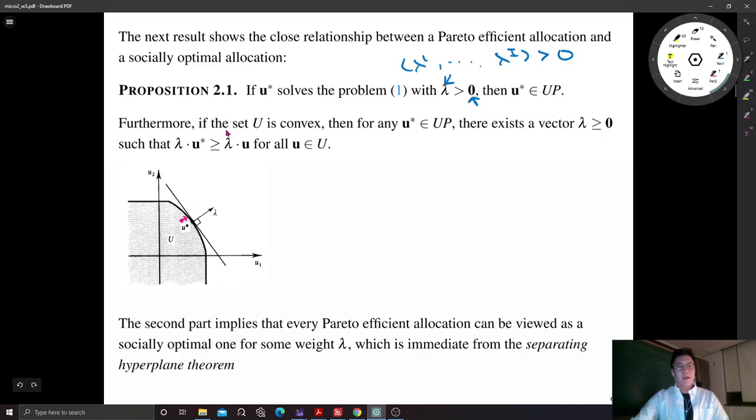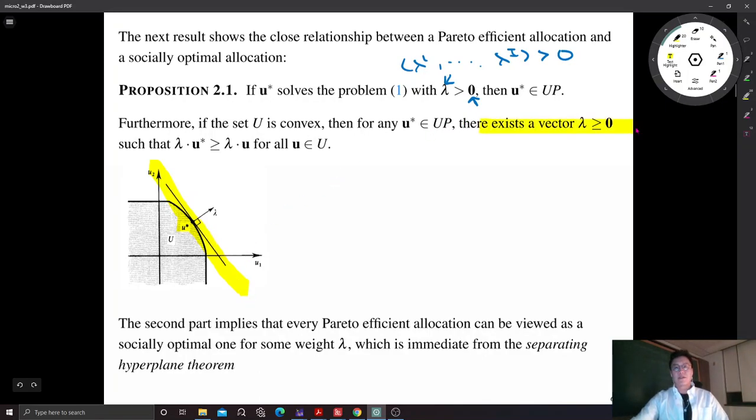It states that if the set UPS is convex, it looks like this, and then for any U star on the frontier, like this U star on the northeast boundary, there exists a vector lambda such that lambda dot U star, which is the social welfare given lambda, is higher than lambda dot U for all attainable U in UPS. In other words, there is some line segment or hyperplane, and the entire set UPS, all attainable utility vectors, lies below this hyperplane.